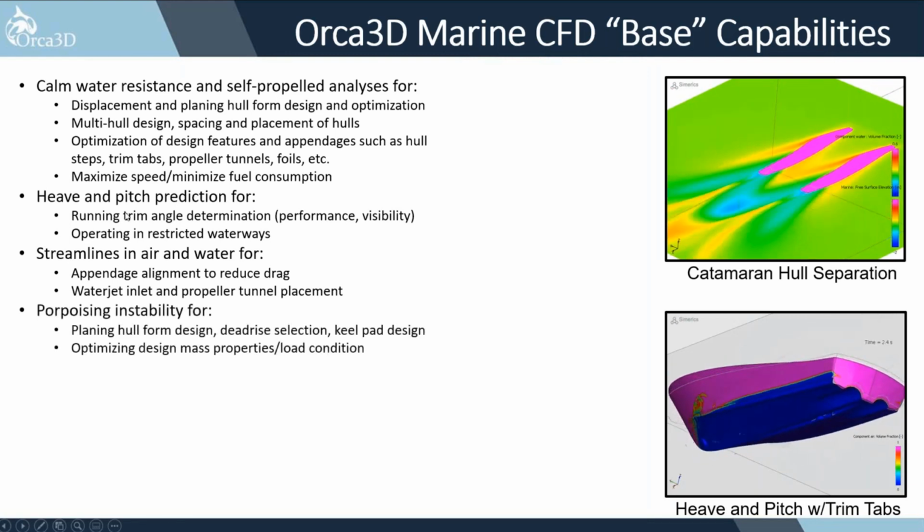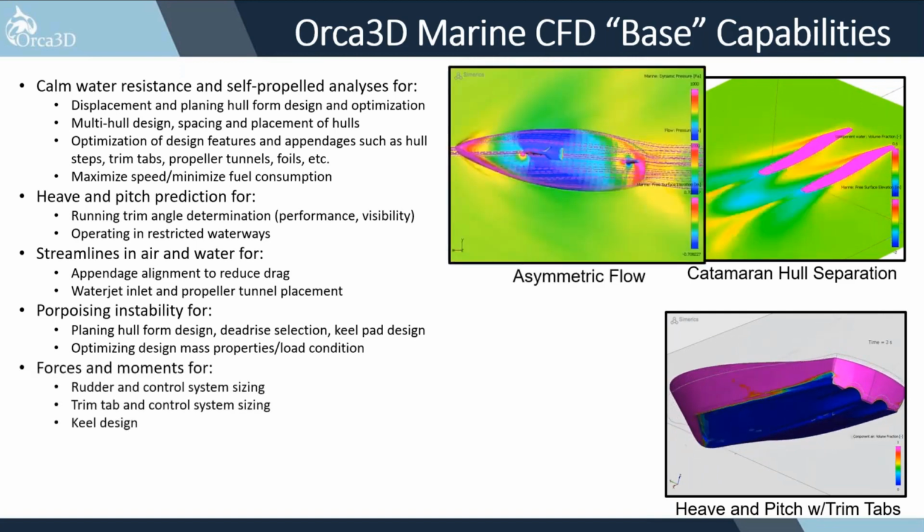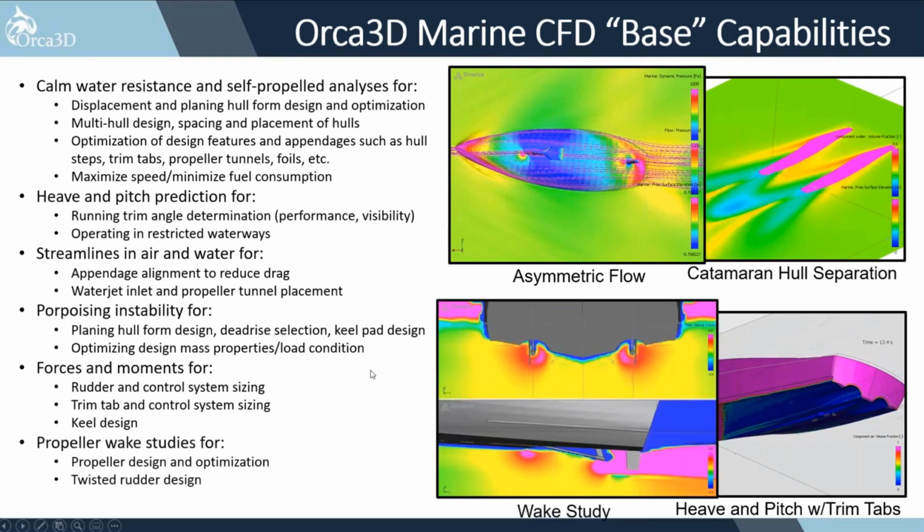analyses. Porpoising instability is another one, particularly in planing hull design, to ensure that your vessel has longitudinal stability. So you can optimize your mass properties, figure out where your optimum center of gravity should be in order to avoid a porpoising condition. Measuring forces and moments can be used to figure out the design of your rudder system or your trim tab control system. And lastly, another example is wake studies, which can feed a propeller design and optimization process, or you can look at the wake flow for designing a twisted rudder shape.